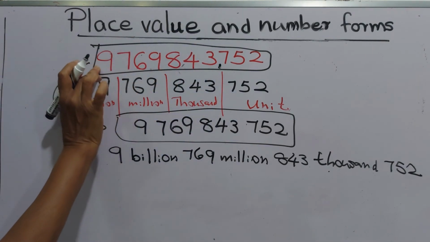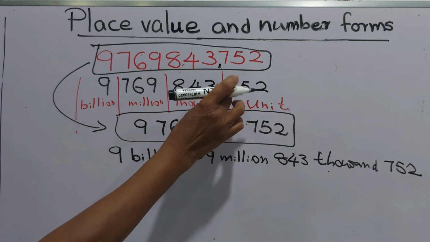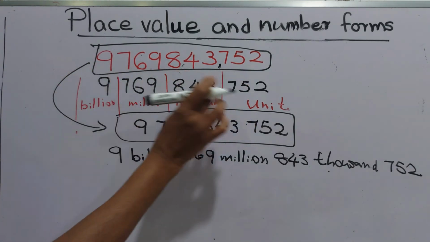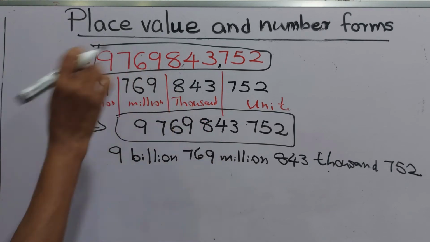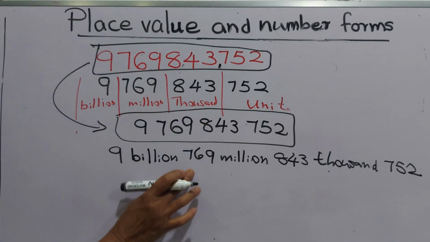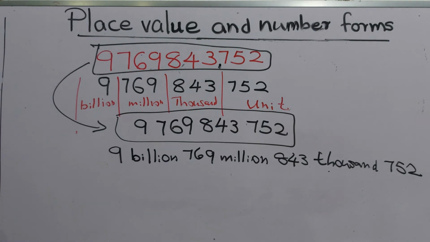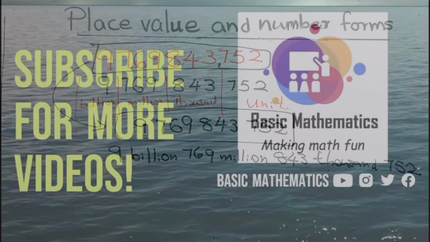This is in general form. We group it into periods or zones. Then we wrote it in standard form. Then it is easy to read this number like this.